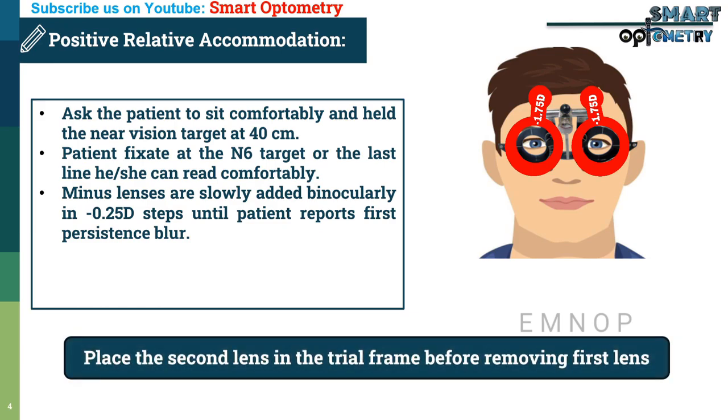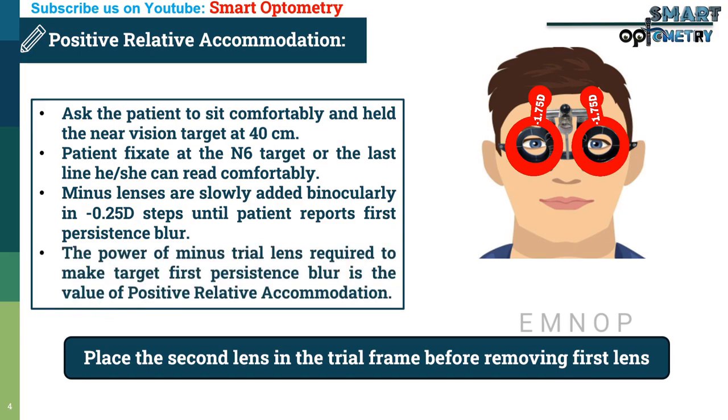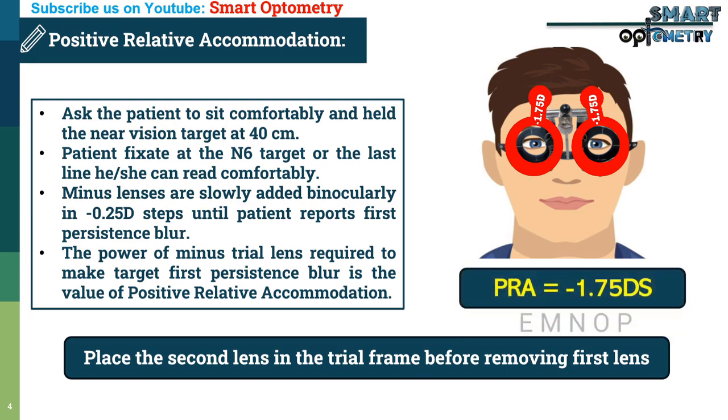Remember, place the second lens in the trial frame before removing the first lens. The power of the minus trial lens required to make the target first persistent blur is the value of positive relative accommodation. So this 1.75 diopter will be the positive relative accommodation value.